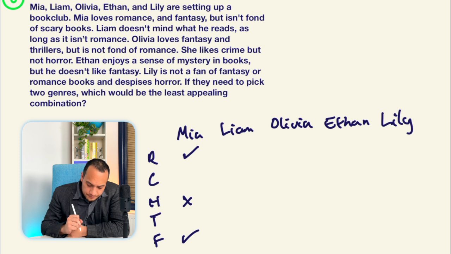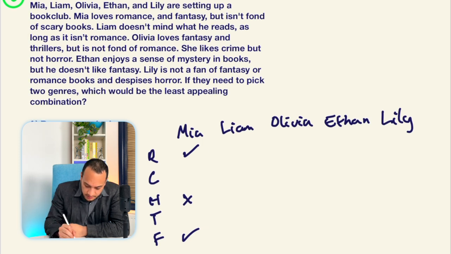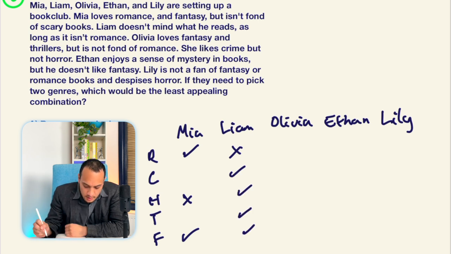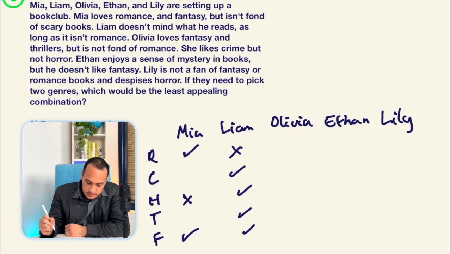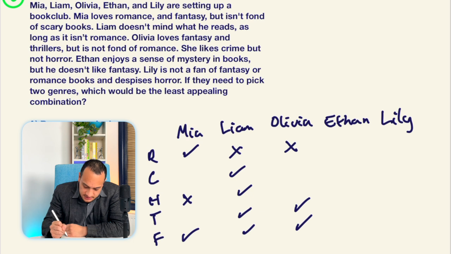You've got Liam. Liam doesn't mind what he reads, as long as it isn't romance. So we can just put a nice little cross through romance and then tick everything else. He likes everything. And then we've got Olivia. Olivia loves fantasy and thrillers, but is not fond of romance. So put a cross through Olivia, through romance there, and she loves fantasy and thrillers. So we can tick that and fantasy.